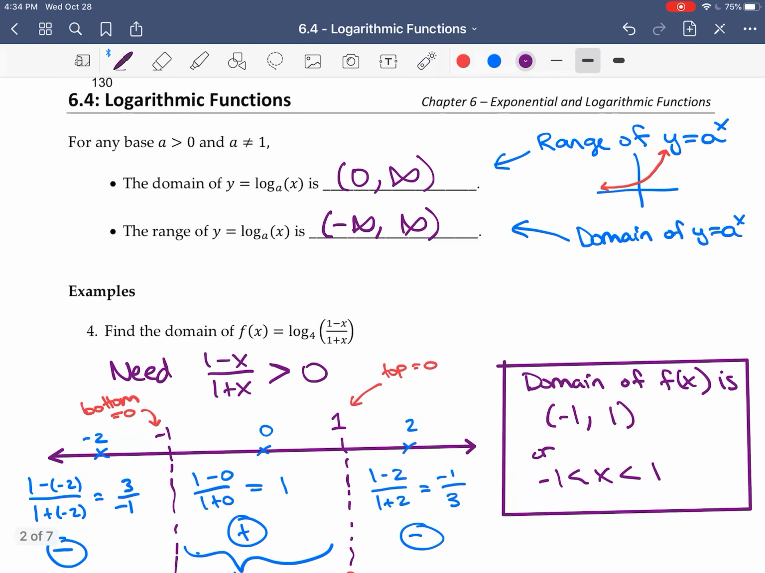Okay, so the domain for a log function is always that the inside bit needs to be bigger than 0. And the range is the domain of a to the x, the exponential, which is always all real numbers.